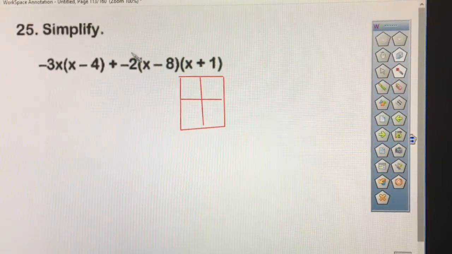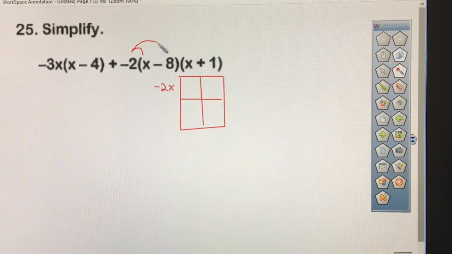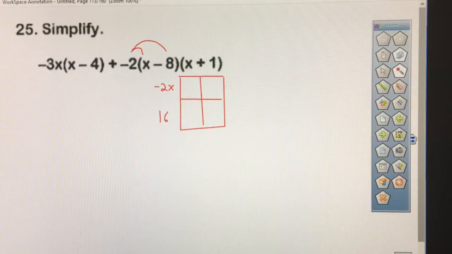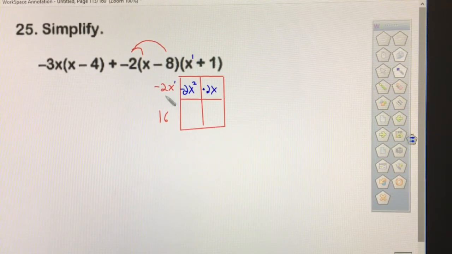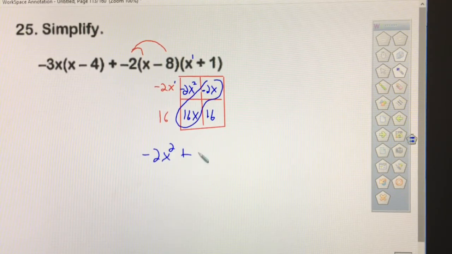And I'm going to do a little shortcut here. That's going to give me negative 2x on this side of the Punnett and positive 16. Just trying to shorten my workload. Negative 2x squared, when I do x to the first times x to the first. Negative 2x, when I do negative 2 times 1. 16x and 16. This is going to combine to give me negative 2x squared, plus, they combine on the diagonal, 16x. That is a minus. Minus 2x is 14x, plus 16. I'm going to distribute this.